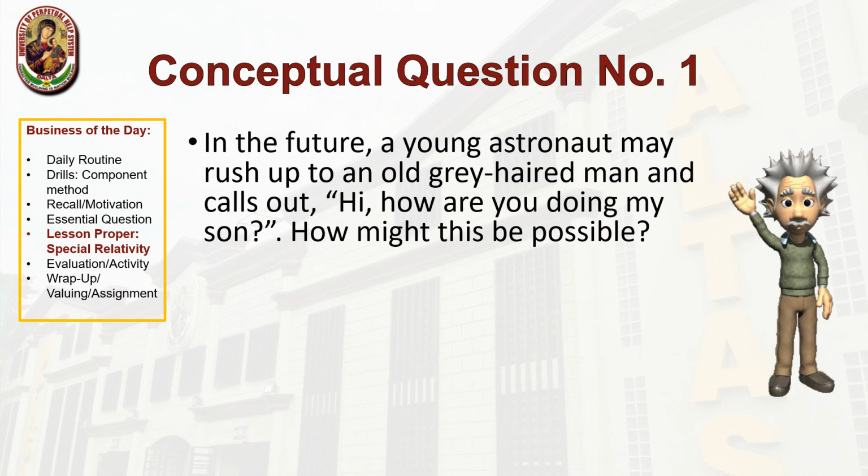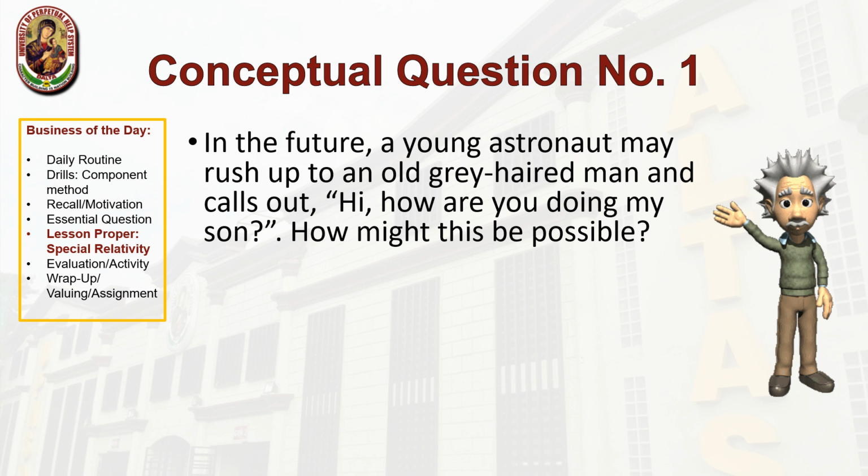All right, so let's see if you're able to really understand the concepts of time dilation. So we have this scenario that in the future, a young astronaut may rush up to an old gray-haired man and call out, "How are you doing, my son?" How might this be possible? All right, so I would like you to pause this video and try to reflect. Let's see what your answer will be.